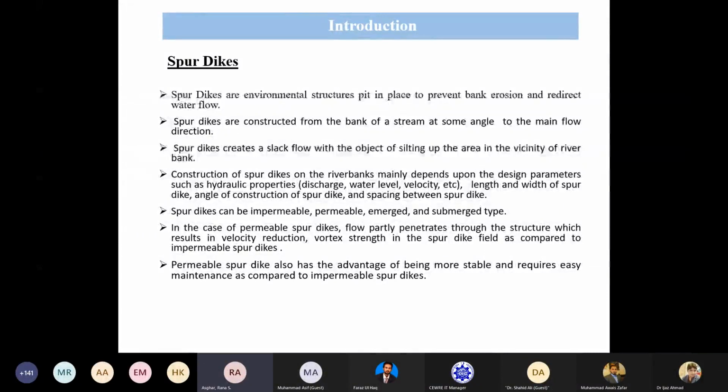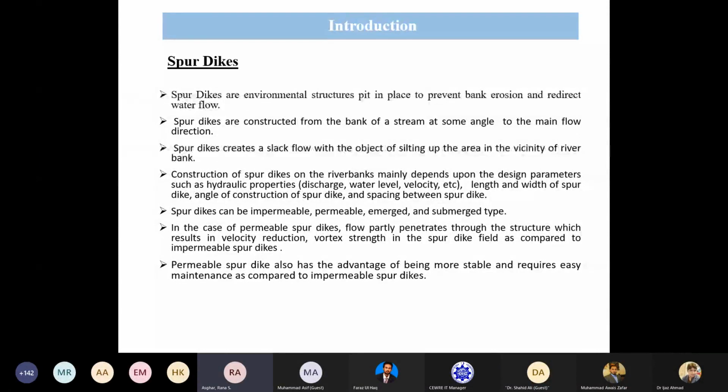Spur dikes are basically environmental structures that are put in place to prevent bank erosions and redirect water flow. Spur dikes are basically constructed from the bank of a stream at some angle to the main flow direction. Spur dikes create a slack flow with the object of silting up the area in the vicinity of the river bank. Construction of spur dikes on the river banks mainly depends upon design parameters such as hydraulic properties, which are discharge, water level, velocity, length and width of spur dike, angle of construction of spur dike, and spacing between spur dikes.